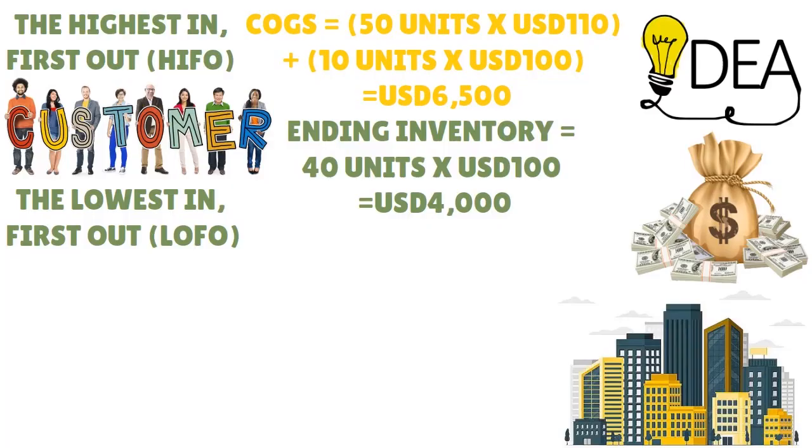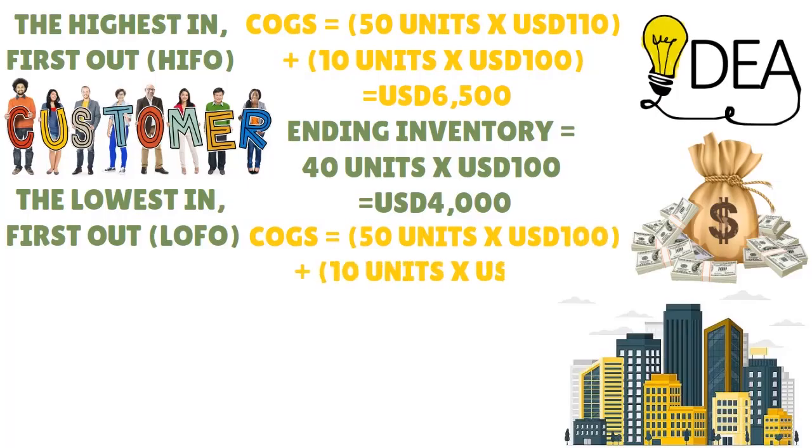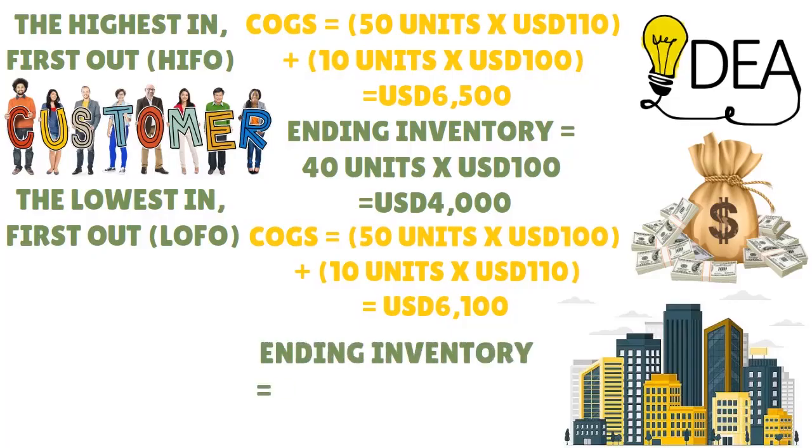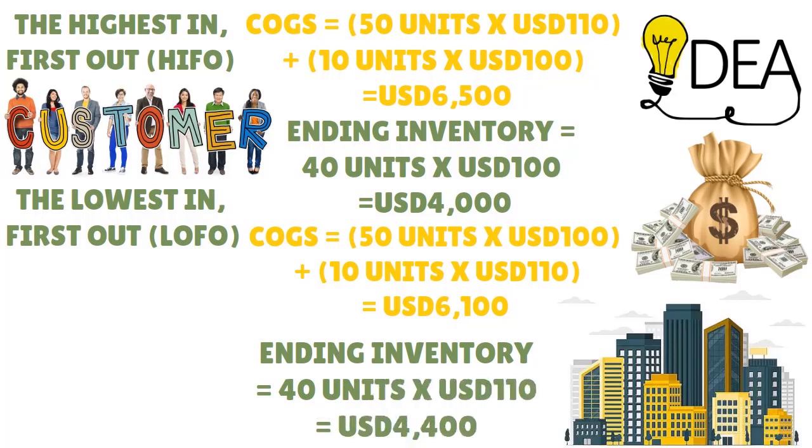So using the earlier numbers, cost of goods sold equals 50 units times 100 plus 10 units times $110. So the cost of goods sold becomes 6,100. And the ending inventory in this case equals 4,400. In other words, 40 units times $110. Okay, so you can see that.